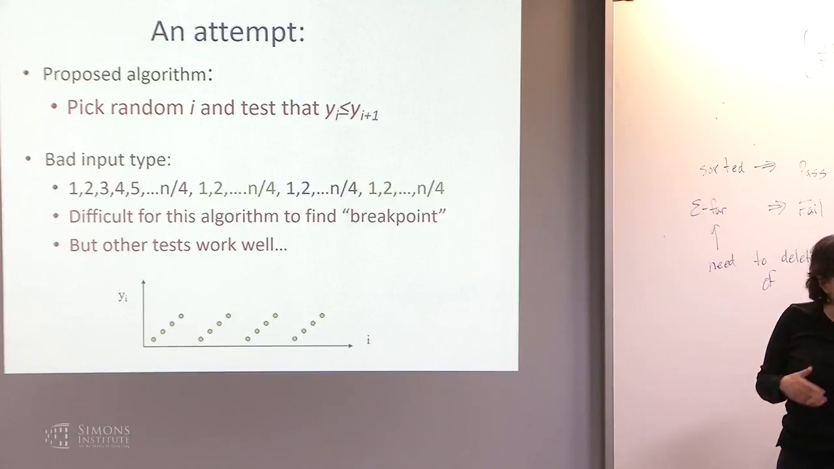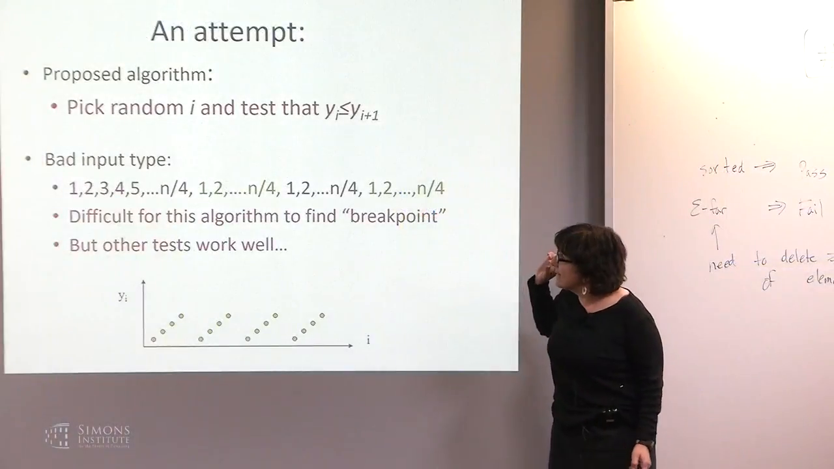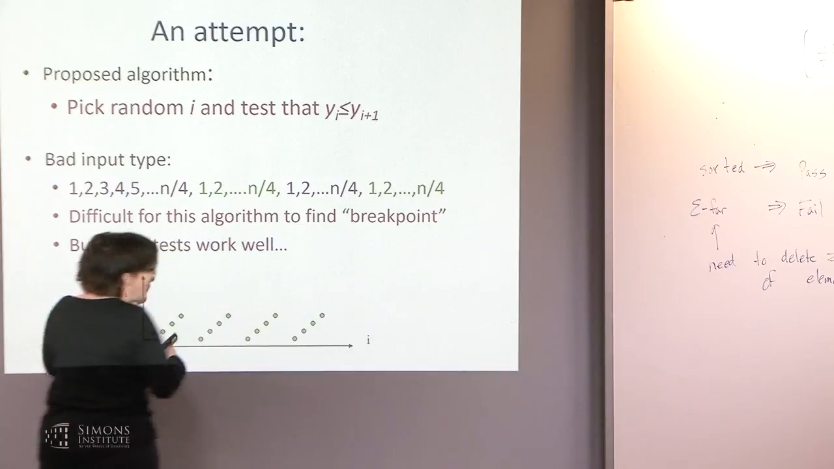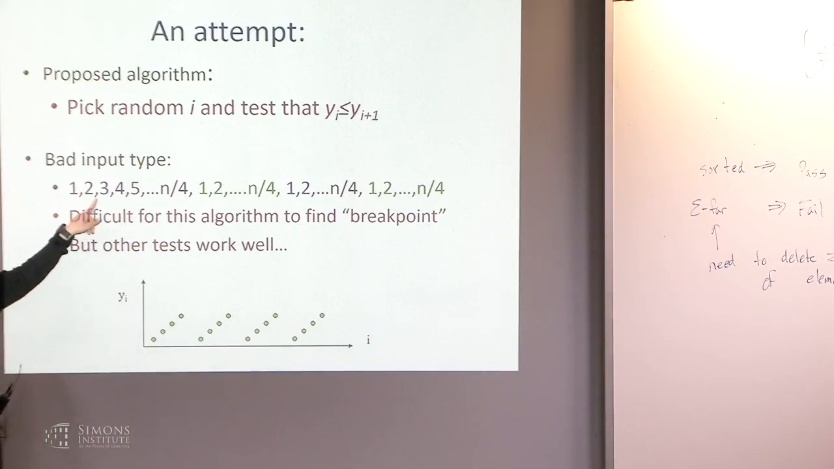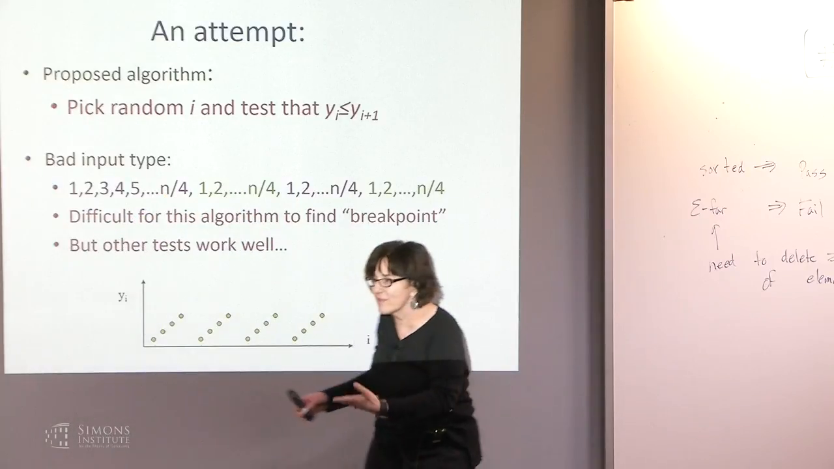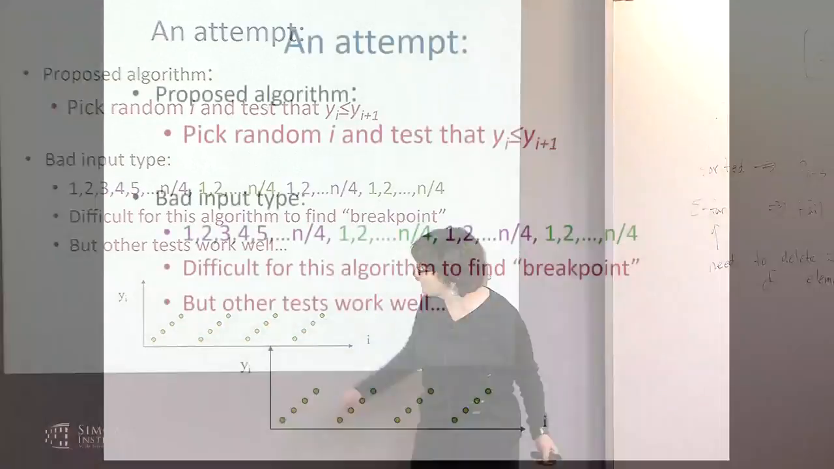All right, that seems like a good idea, except then there's this bad input type. This bad input type says, okay, I'm going to take the following input. I'm going to write 1, 2, 3, 4, 5 up to n over 4. Then 1, 2, 3, 4, 5 up to n over 4. I do this 4 times. If you want to look at a picture of this input, it's something like this.